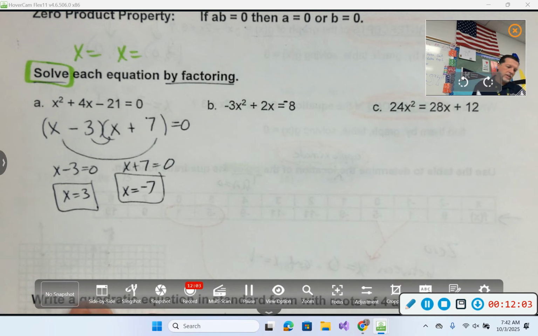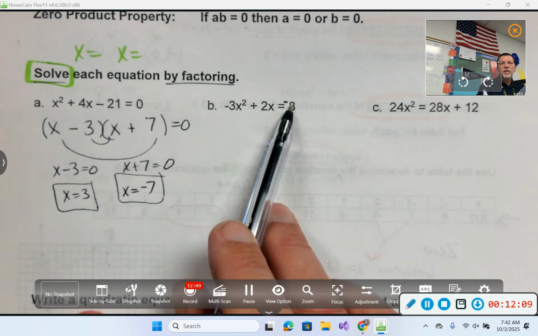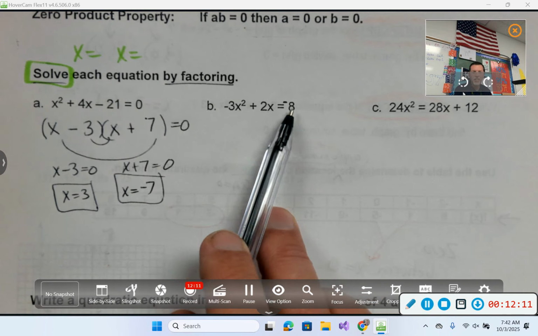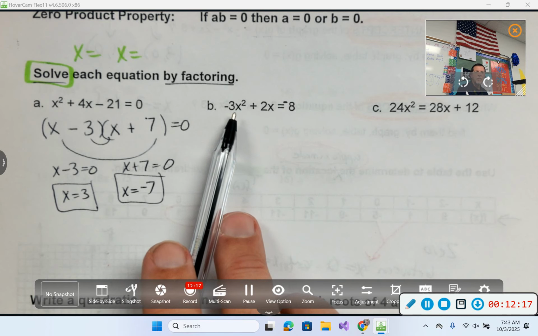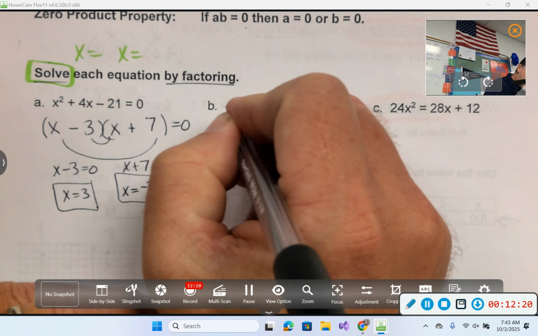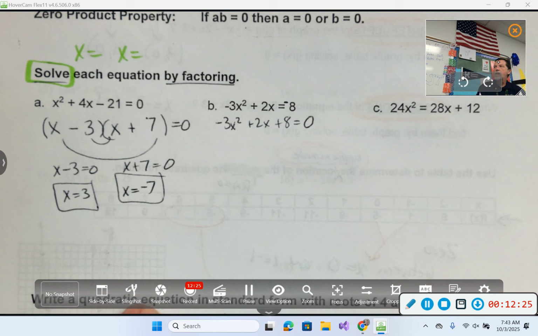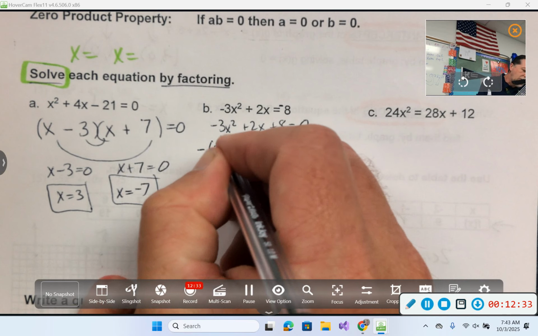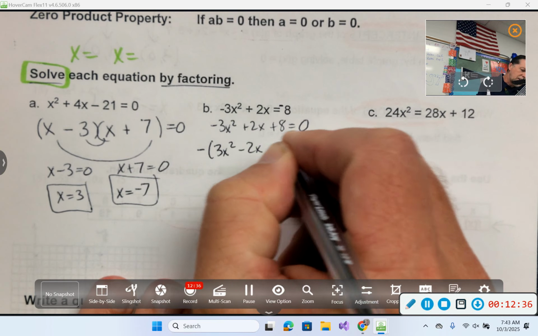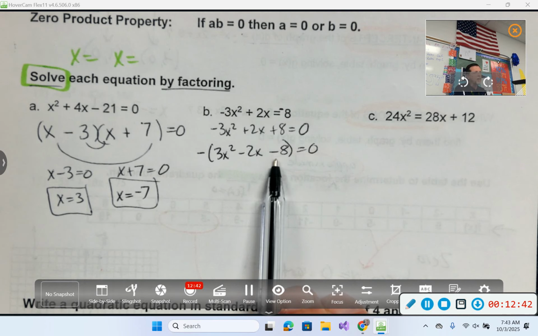Question B looks a little bit harder. On a couple of fronts. That's a negative 8 over there, and it's on the other side, so I need to move it over. Okay. I was thinking about moving it the other direction. But we'll plus 8. And here's where some of our friends like to mess with the negatives. I do not, so out comes the negative. To make it negative 2x and negative 8.